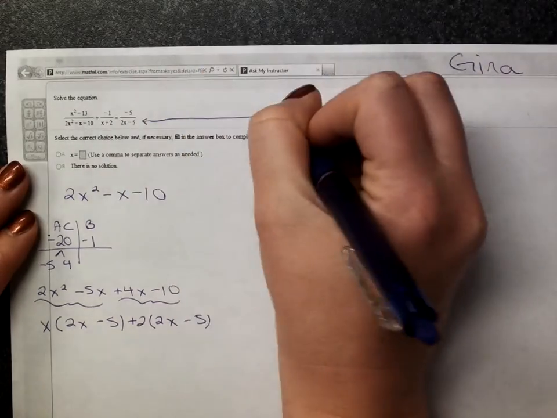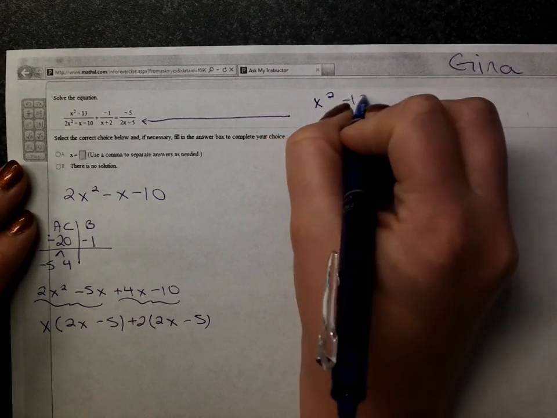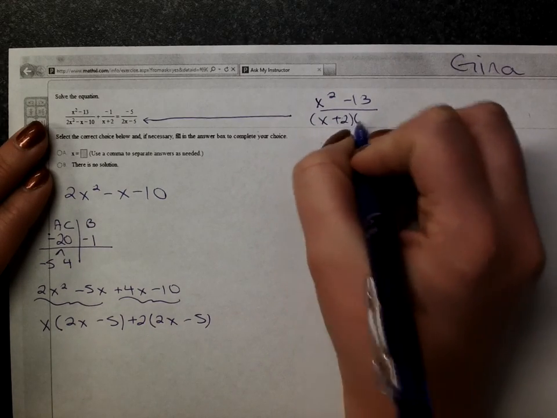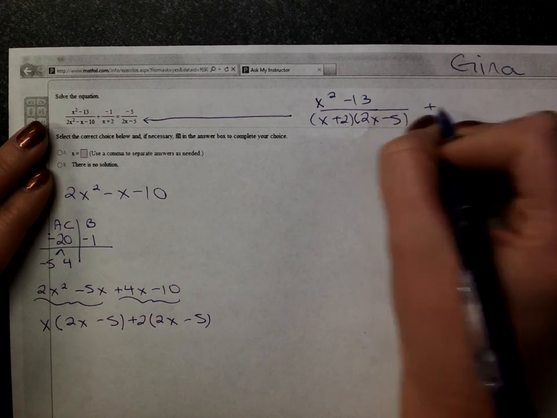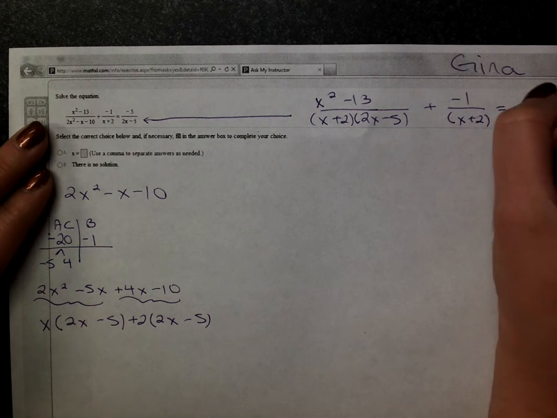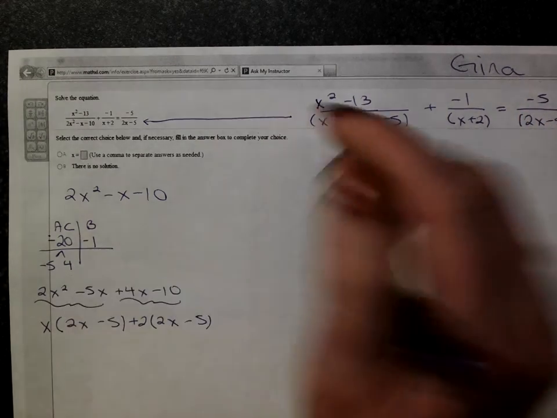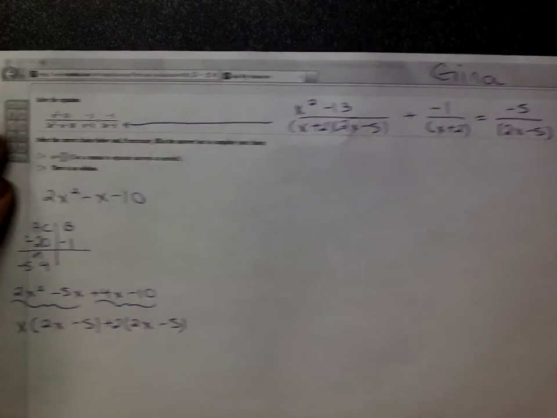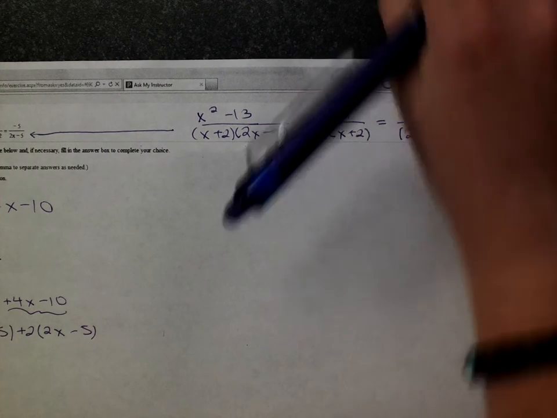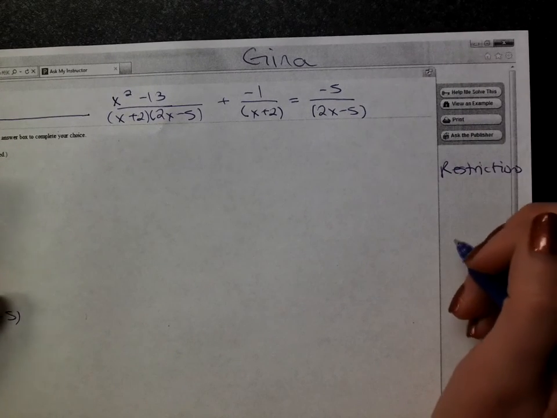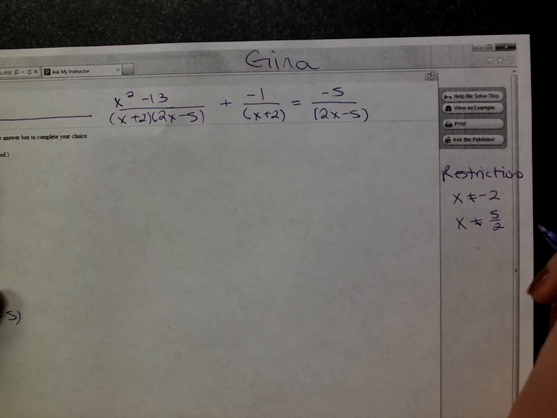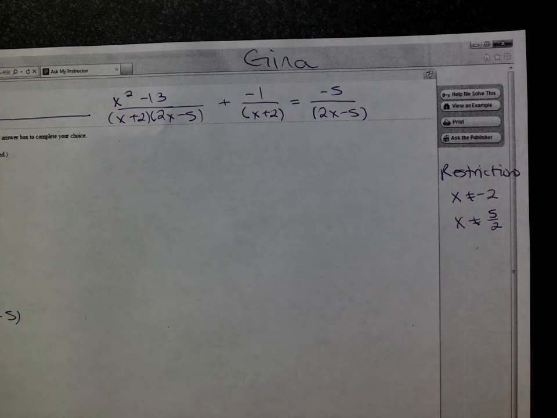So, from here, I have (x squared minus 13) over the newly factored (x plus 2)(2x minus 5), plus negative 1 over (x plus 2), equals negative 5 over (2x minus 5). So my restrictions, I'm going to put them over here. My restrictions are that x cannot equal negative 2 and x cannot equal 5 over 2. So we'll see if we get those two answers. If not, the restrictions don't really matter.